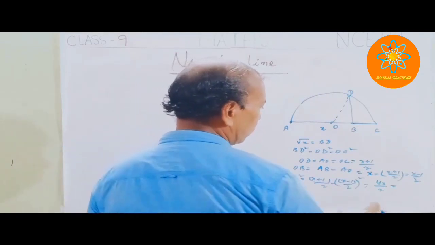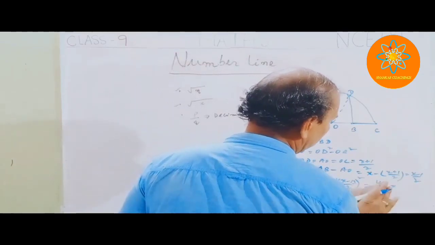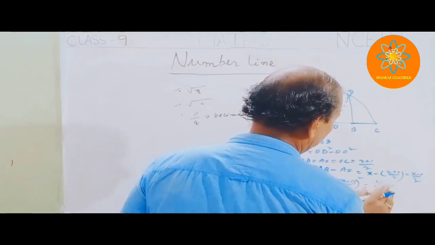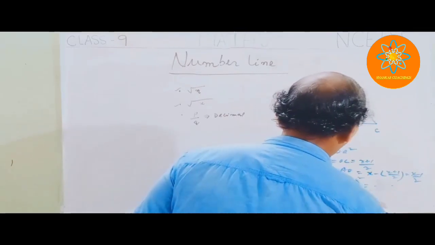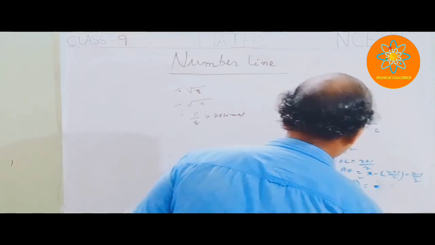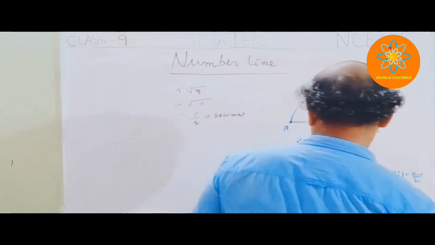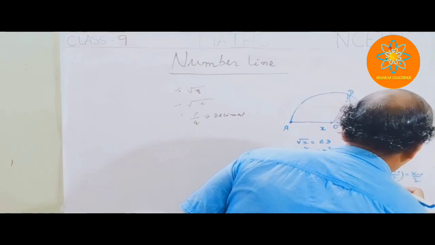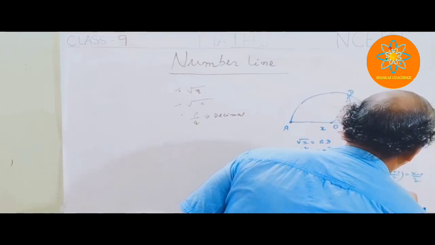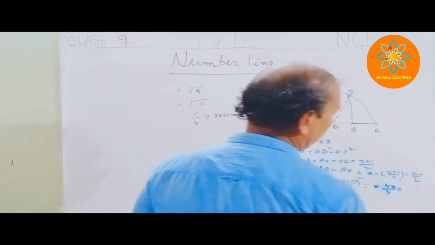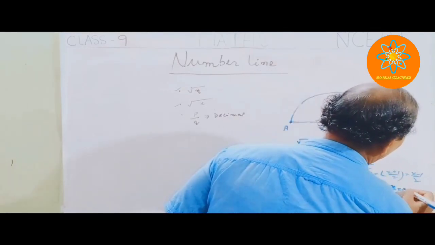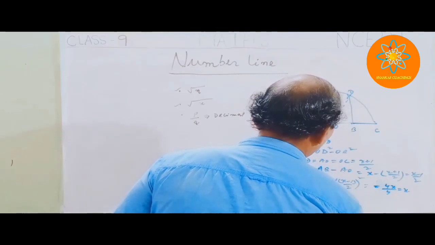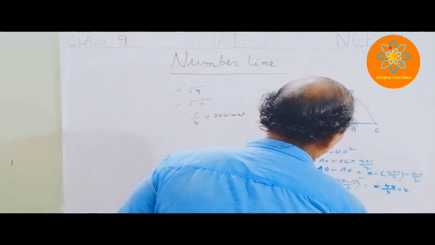So how much? Sorry, this is not 4x by x. This is equal to 4x divided by 4. So this is equal to how much? This is equal to x. That is the value of PD is equal to under root x.